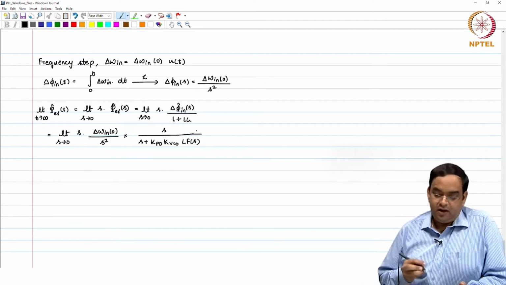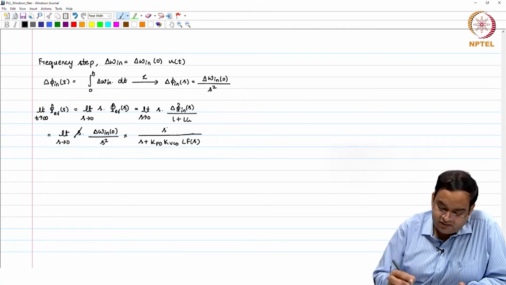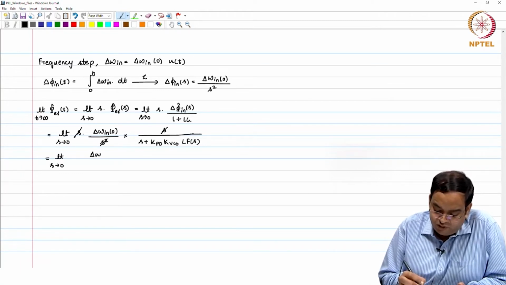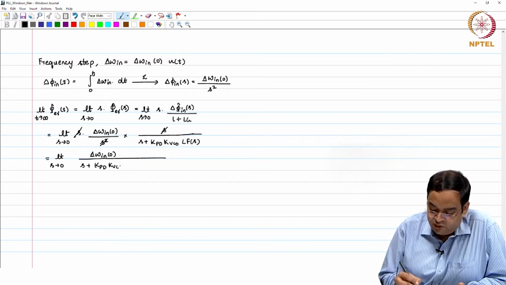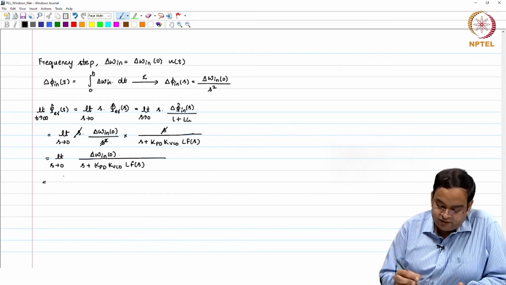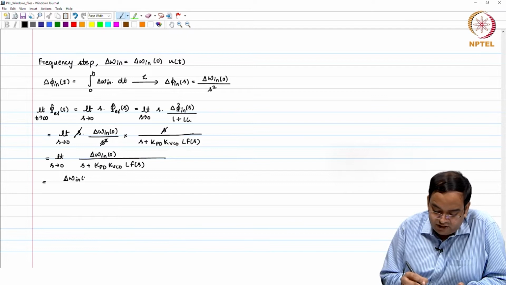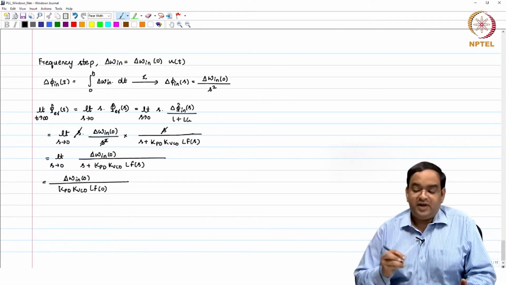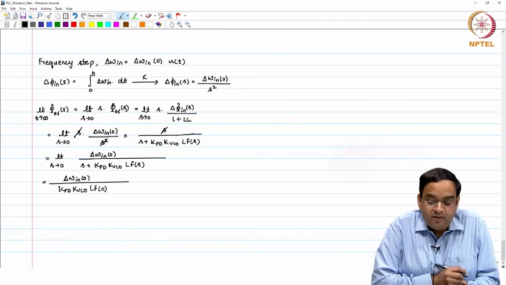Okay. Now, as you see, I can cancel s from both of these, and what I have here is s tends to 0: delta omega in 0 divided by s plus kpd kvco times loop filter of s, which in turn gives me delta omega in 0 divided by kpd times kvco into loop filter of 0. This is my steady state error in the PLL.